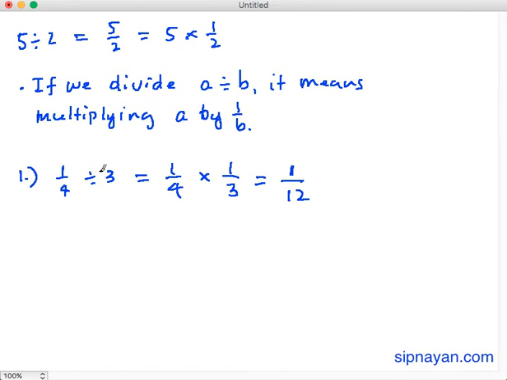Again, from division, we got the reciprocal of the divisor. Tapos, naging multiplication times the reciprocal of the divisor. And then, multiply natin the fractions. Kung hindi nyo pa napag-aralan ang multiplication of fractions, puntahan nyo yung series on multiplication of fractions.